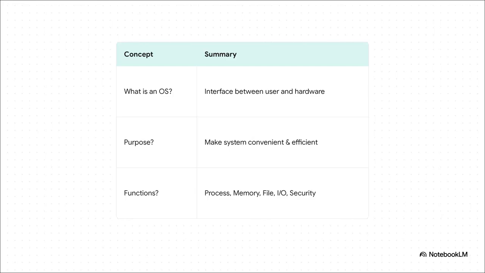Okay, let's wrap this up. If you're going to remember just a few things from our little explainer today, make it these 3. What is an OS? It's the critical bridge between you and the machine. What's its purpose? To make that machine both easy to use and super efficient. And how does it do it? Through those 5 key jobs: managing processes, memory, files, devices, and security.